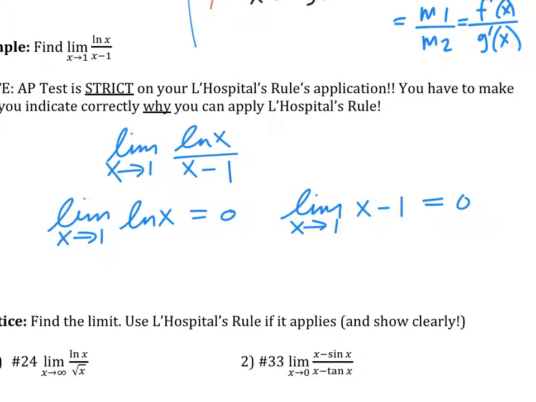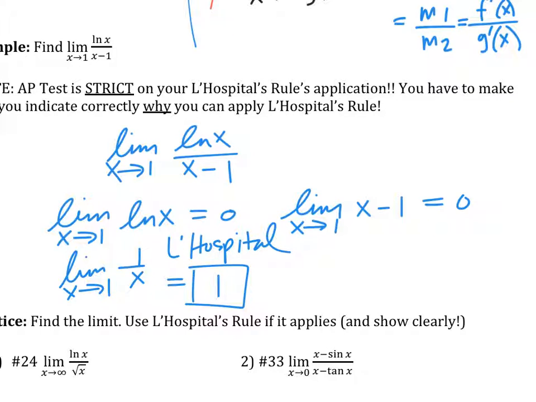Now, we want to use L'Hopital's rule, so we put L'Hopital here. We take the derivative of the top. What is the derivative of natural log x? 1 over x. What is the derivative of x minus 1? 1. So the limit as x goes to 1 is 1 over 1, so 1. The answer is 1.